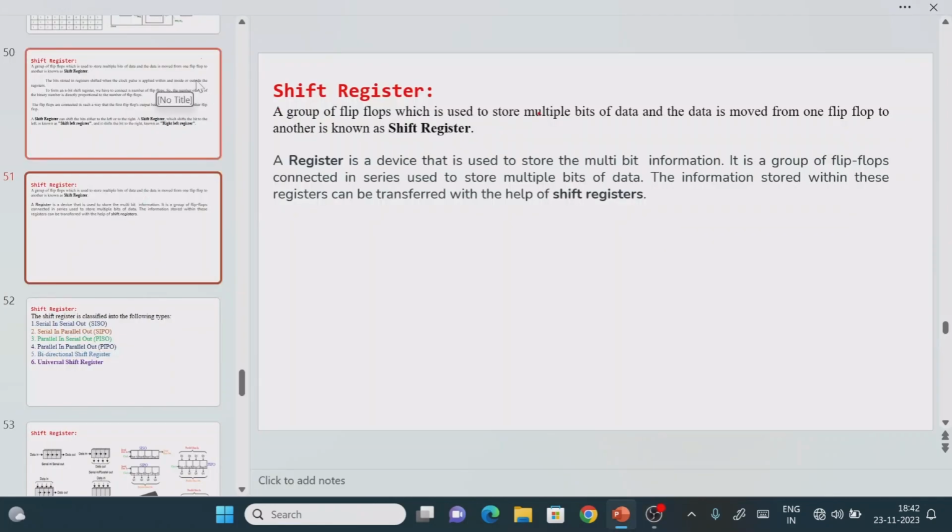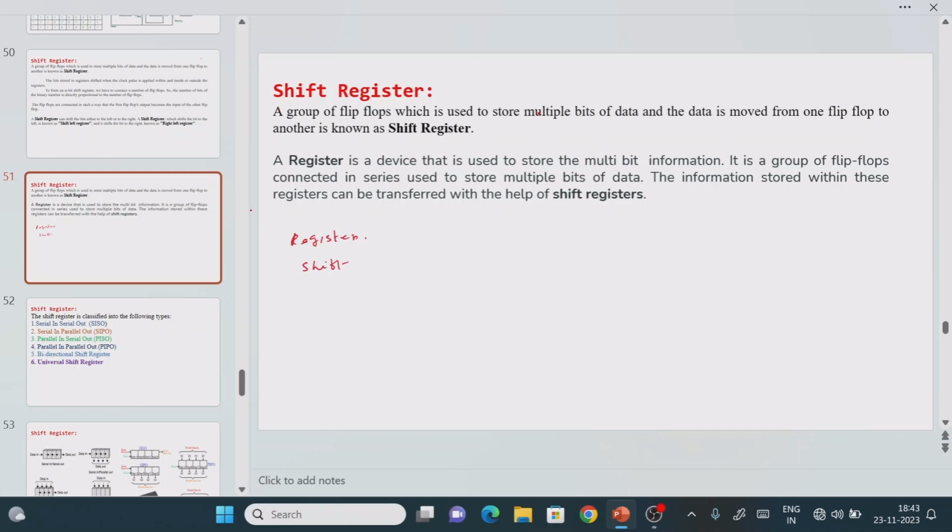Hello and welcome back. So in today's class we'll try to understand what is the meaning of the shift register, and what are the different types of shift registers we have. First we'll try to understand the meaning of the shifting operation as well as the register operation. So we have two terms: one is called the register, and the other is called the shift operation.